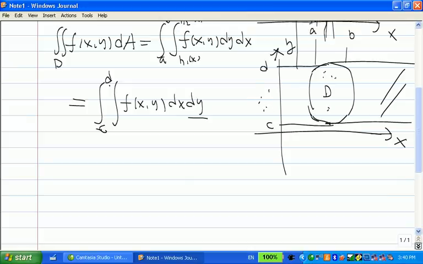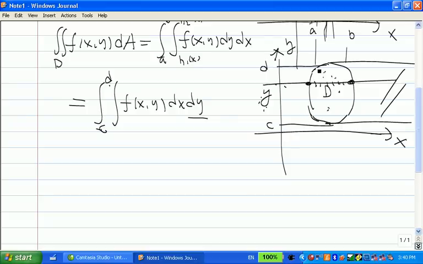Anything in this strip, they have their y coordinates between C and D. So for the point to be in this region D, we have a restriction for x. Obviously, for a given y, all the x inside have to be bigger than this point and less than this point. So how do you find that point?